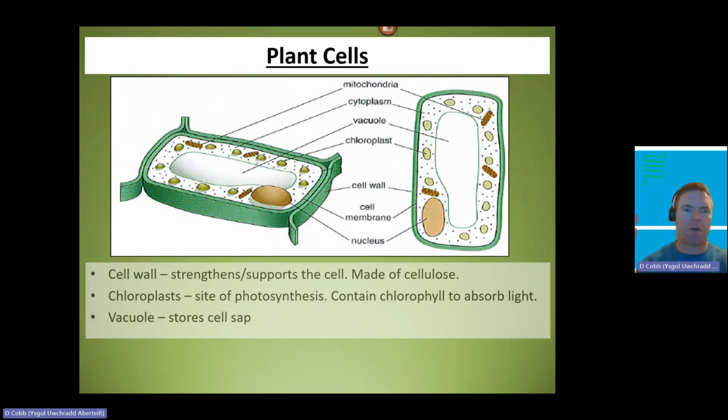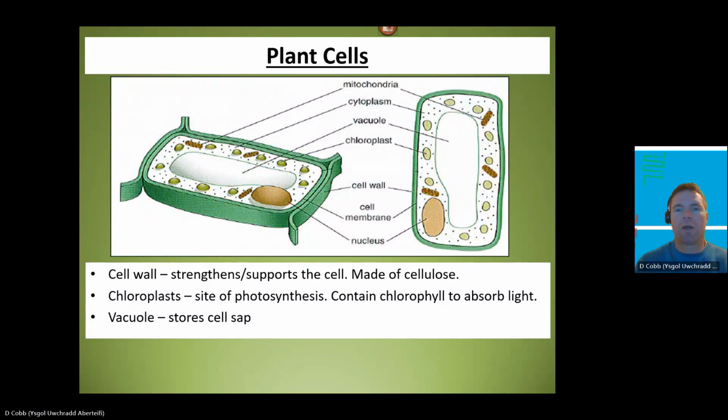Let's have a look at the functions of those things. So the cell wall is all about strengthening or supporting the cell. Importantly, we say it's made of cellulose. Cellulose provides the structural support that's needed for the cell wall to do its job of strengthening the cell. The chloroplast, I mentioned, is the site of photosynthesis.